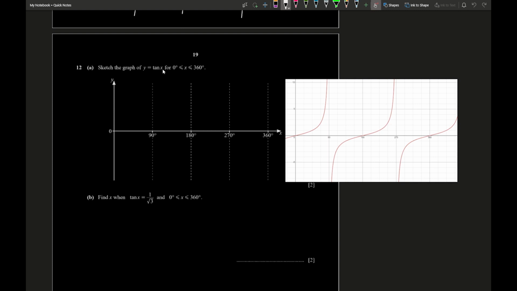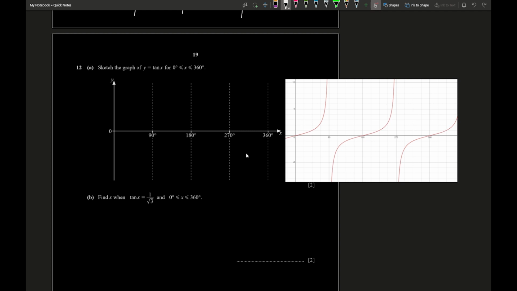Sketch the graph of y is equal to tan of x for x being greater than or equal to 0 degrees and less than or equal to 360 degrees. I won't lie to you, you need to know how to sketch trigonometric graphs such as y is equal to sine of x, cosine of x, and tan of x.